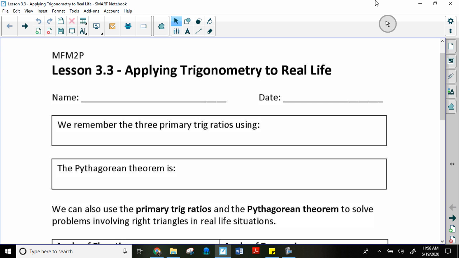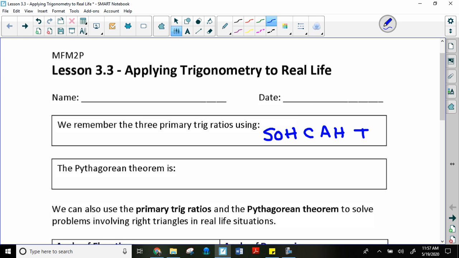Okay, three primary trig ratios. What do we use? SOHCAHTOA. Remember, sine is opposite over hypotenuse, cos is adjacent over hypotenuse, and tan is opposite over adjacent. The Pythagorean theorem is a squared plus b squared equals c squared. And if you're a weirdo like me, you like it backwards, because then I've got my unknown on the left-hand side, and we usually do things with the unknown on the left-hand side, and it's just nice when students see things that they recognize. So I actually write it out like that.